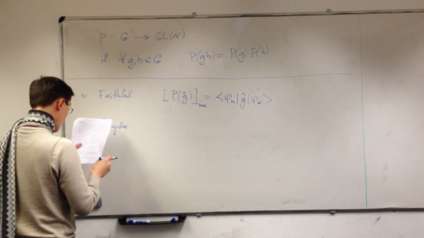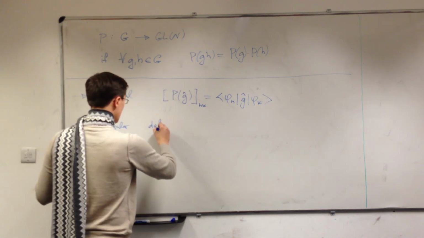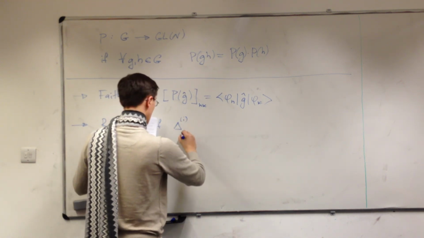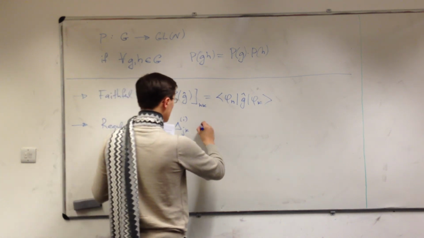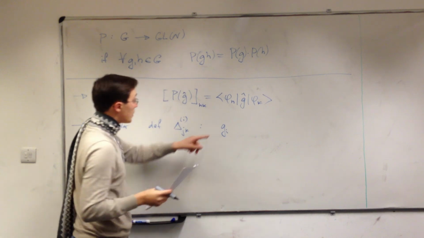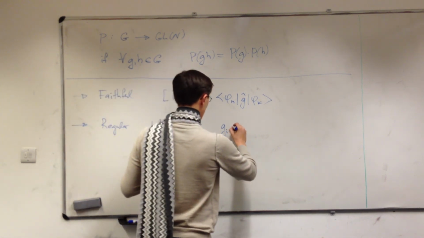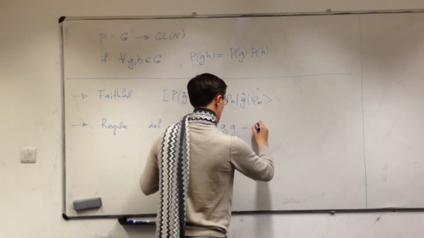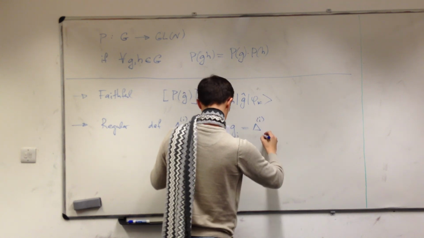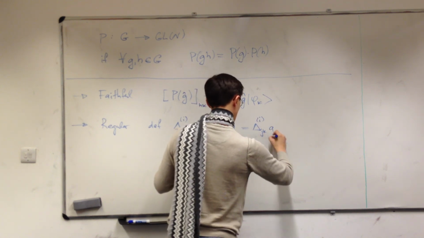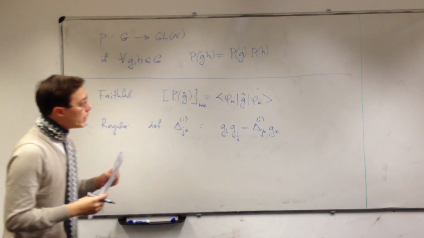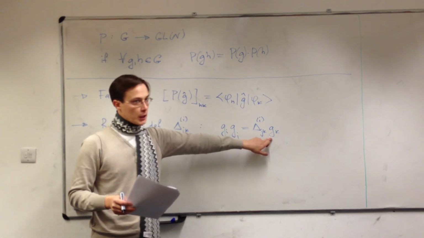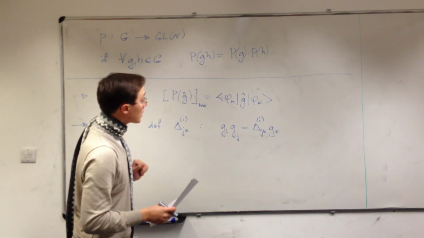Regular. So, if we define numbers, delta, upper index i, j, k, such that g_i, the element that acts, times g_j is equal to delta i, j, k, g_k. Remember, there are no linear combinations in a group, and so we can only map this product into a single element. We cannot get a linear combination, so this is always the case.